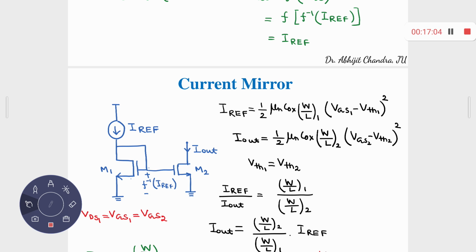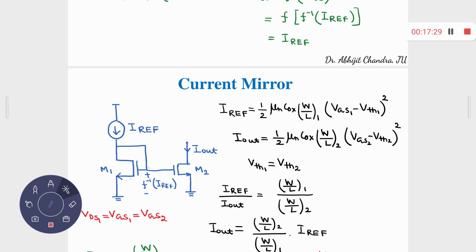This one we have already discussed. Direct connected device: gate and drain are shorted. This current is I reference. That means this device M1 is always in the saturation region. That gate source voltage is a function of I reference, and we have already observed this.